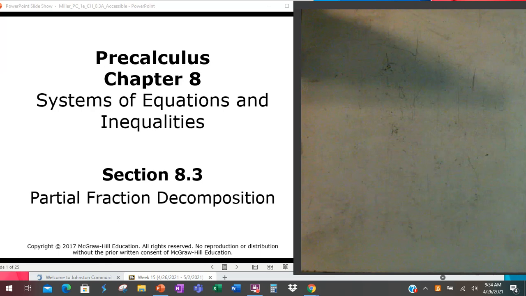Okay, so let's get started. We're going to cover section 8.3 today, which is partial fraction decomposition. Partial fraction decomposition is going to be one of our applications for solving systems of equations.